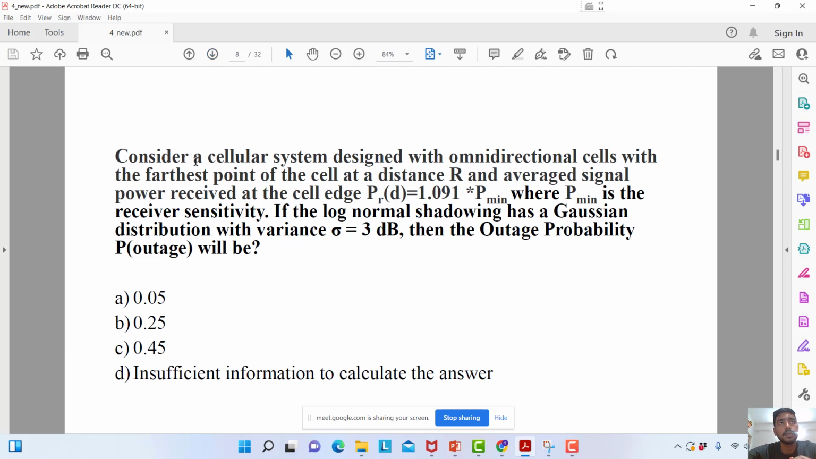The question is: consider a cellular system designed with omnidirectional cells with the farthest point of the cell at a distance r. The average signal power received at the cell edge is PRD equal to 1.091 times Pmin, where Pmin is the receiver sensitivity. The log normal shadowing has a Gaussian distribution with sigma equal to 3 dB. Then the outage probability will be? Here we have to calculate the outage probability.